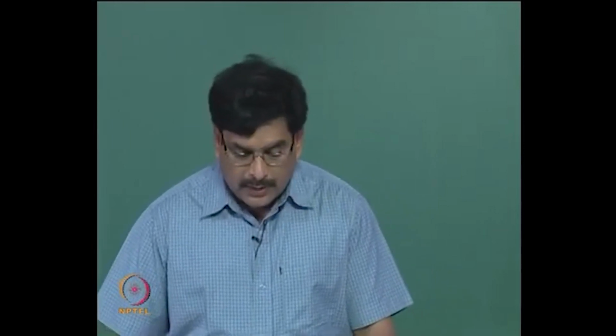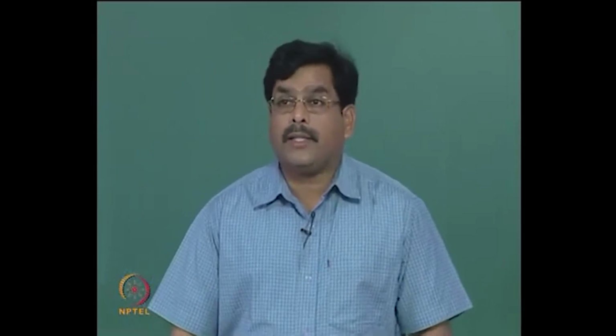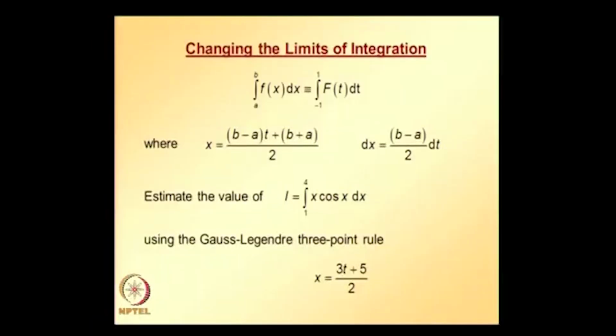So now let us estimate the value of the integral 1 to 4 x cos x dx. Here it is mentioned that we need to use the 3-point Gauss-Legendre rule. So first job is to change the limits of integration. We need to make a substitution, x is equal to (3t plus 5) over 2, and dx needs to be replaced with 3 over 2 dt.